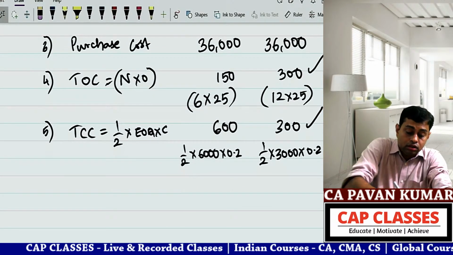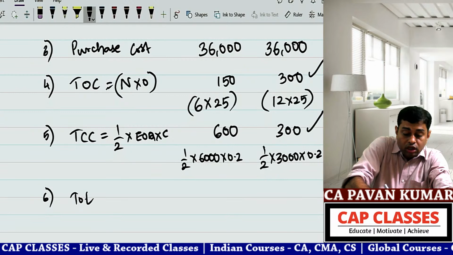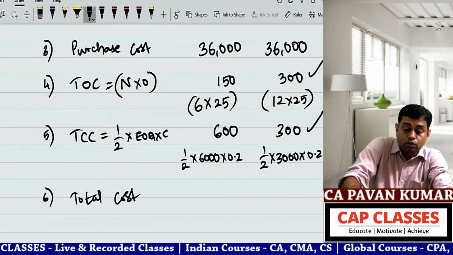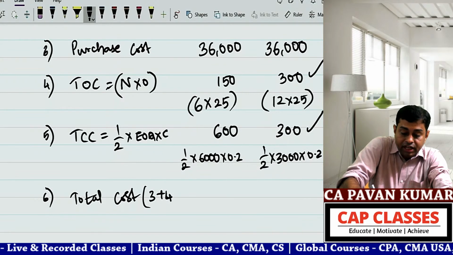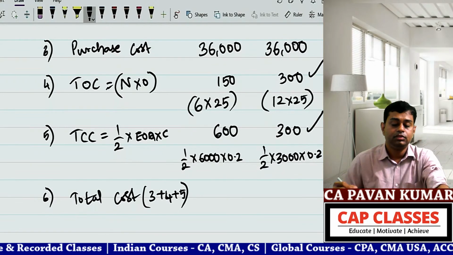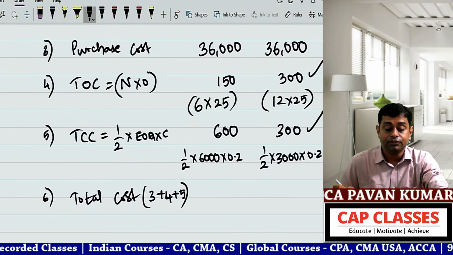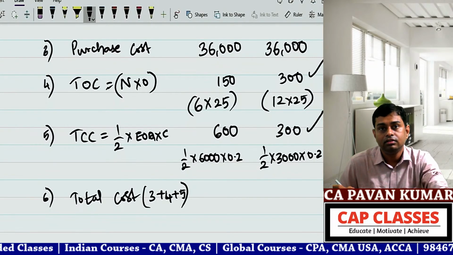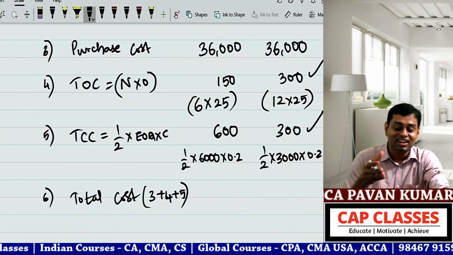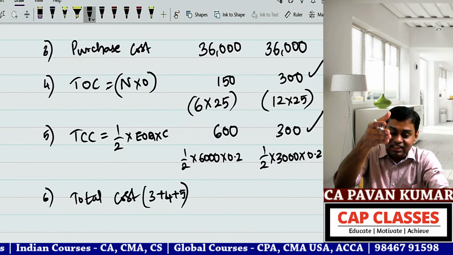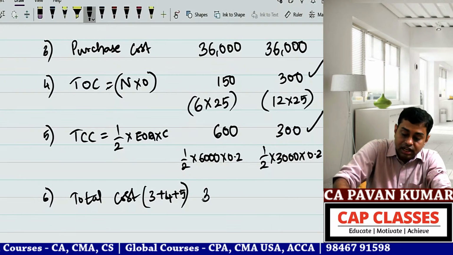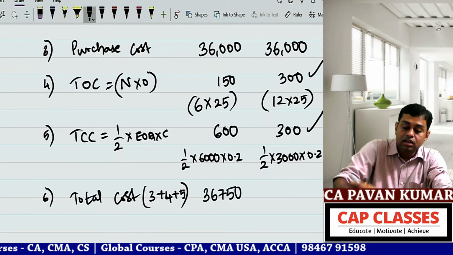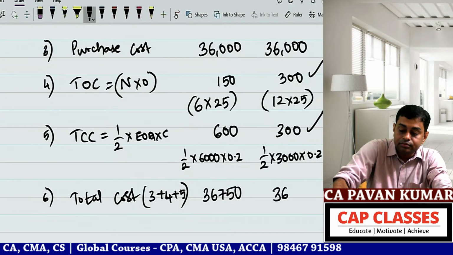Okay, now 6th item. Total cost is equal to 3 plus 4 plus 5. 3 plus 4 is 7, plus 5 is 12. Hey, not 3 plus 4 plus 5 like that. Add the 3rd item, 4th item, 5th item. 36,750. Here 36,600.